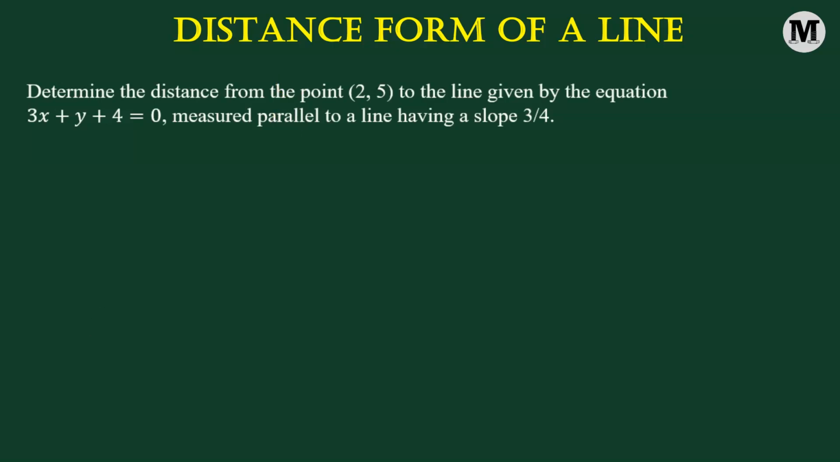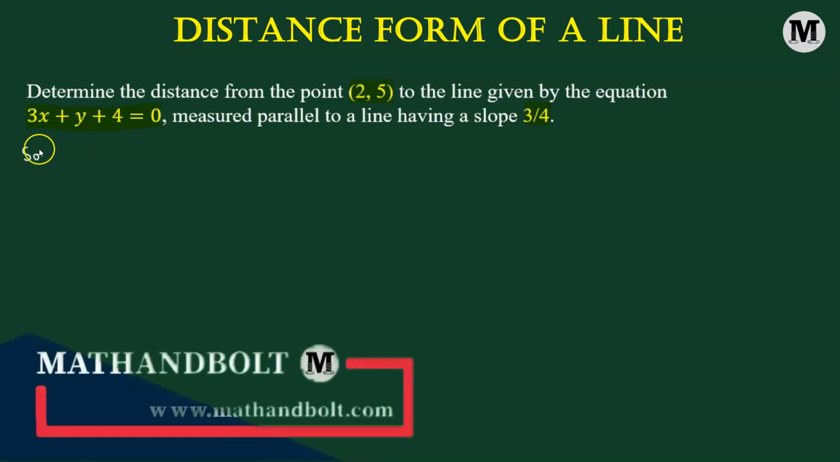Determine the distance from the point having the coordinates 2, 5 to the line whose equation is given as 3x plus y plus 4 equals 0, measured parallel to a line having a slope of 3 over 4. Okay, let's try to understand the problem graphically first.